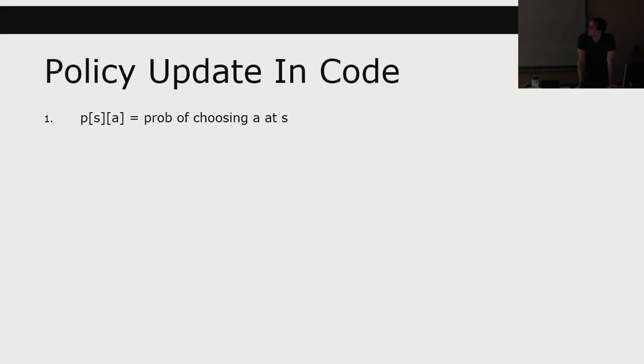So, P(S,A), this is really small. I apologize for that, but you'll be able to see it on the slides. So P(S,A) is what we're trying to determine. That is the probability of choosing action A at state S. And we've got two variables here. One is called maxA. That is going to be an array.